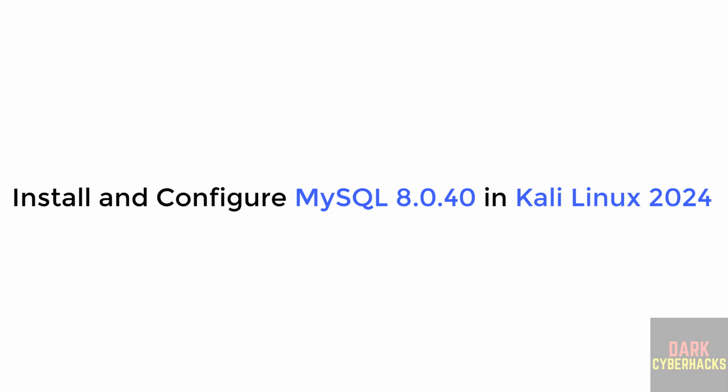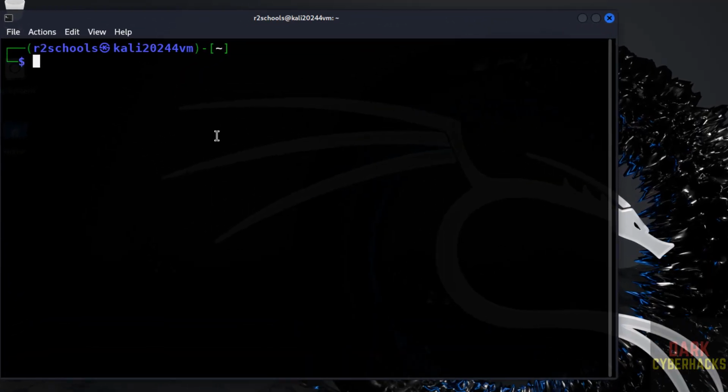Hello guys, in this video we will see how to install and configure MySQL 8.4.3 LTS version on Kali Linux 2024. By default, MariaDB comes as the default database for Kali Linux 2024. So I have already uninstalled MariaDB.